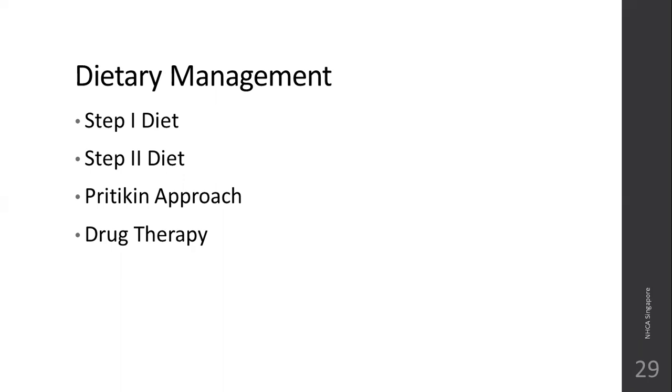In step two diet, when the low density lipid cholesterol is more than 130, then you have to start with step two diet. Only less than 7% of the calories should come from fat. Less than 7% of the calories should come from fat. Restrict cholesterol to 200 mg per day, so to 66 mg per 1,000 kilocalories.